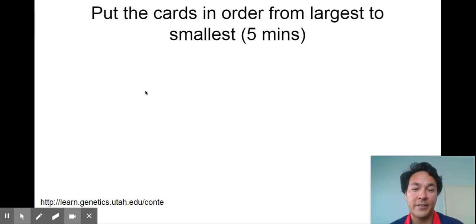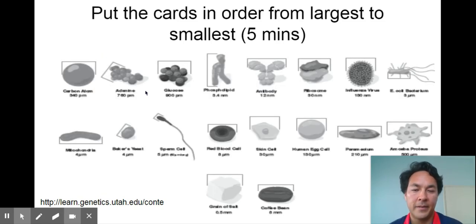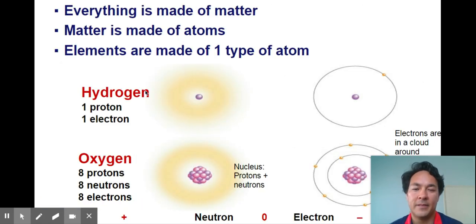All right, so here's an activity that we do in class and that you'll enjoy in AP Biology. When we get to it, you get to try and sort these cards in order from largest to smallest, and argue why. And you can't use the internet. You can't look up what UM and PM and NM stand for. And you'll see just how small an atom is. And that's from the Learn Genetics website, so you can check it out. I'll link it below. All right, so everything's made of matter. Matter's made of atoms, and elements are made of one type of atom.